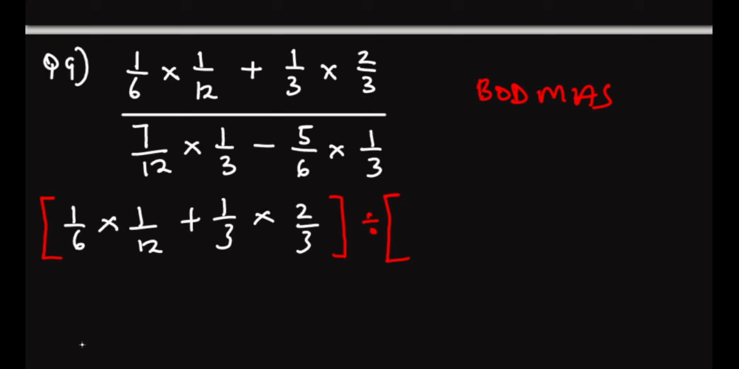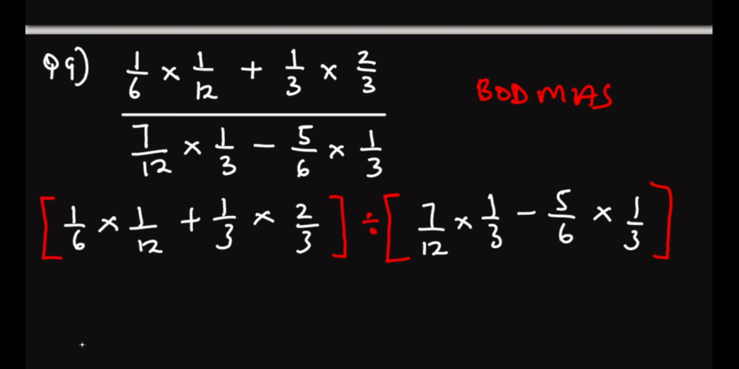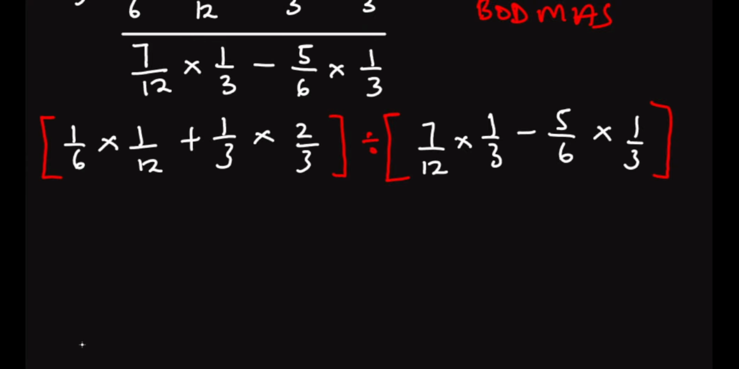And so we rewrite the fractions in the second bracket. So 7 over 12 times 1 over 3 minus 5 over 6 times 1 over 3, and we close the bracket beautifully. In this expression, there's nothing to change. There's no mixed number to change to improper fraction, so we just go ahead to solve them. Now first of all, I'm seeing multiplication, so we do them first.